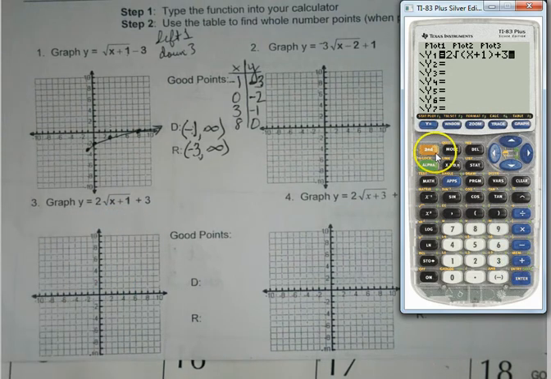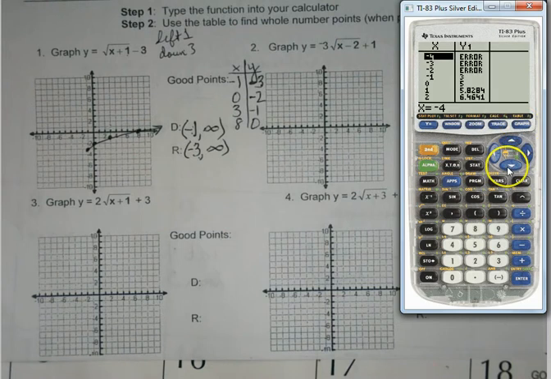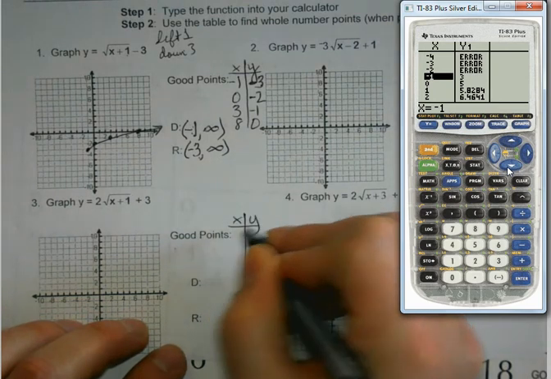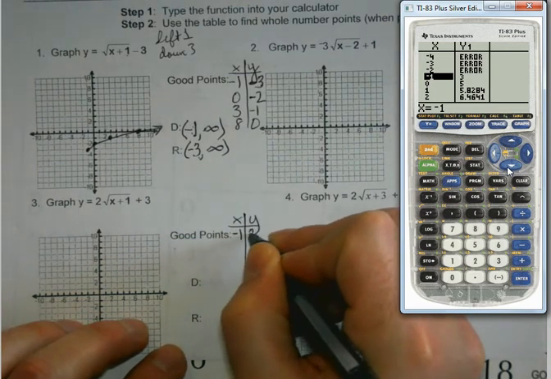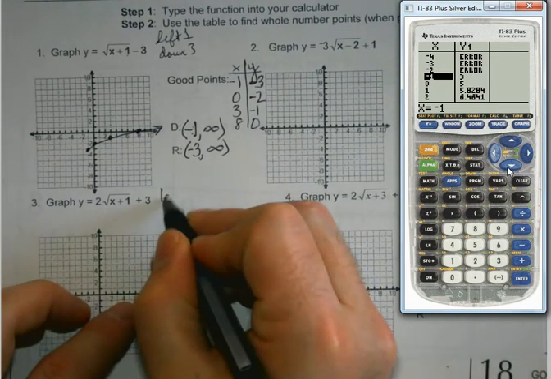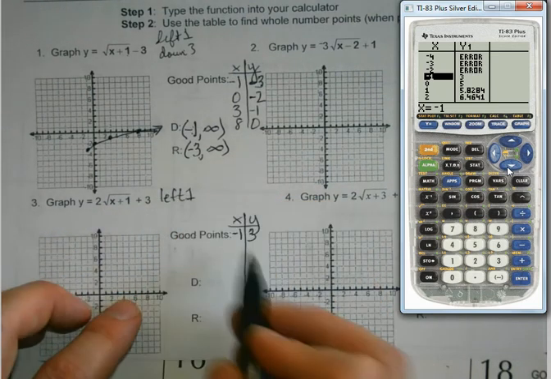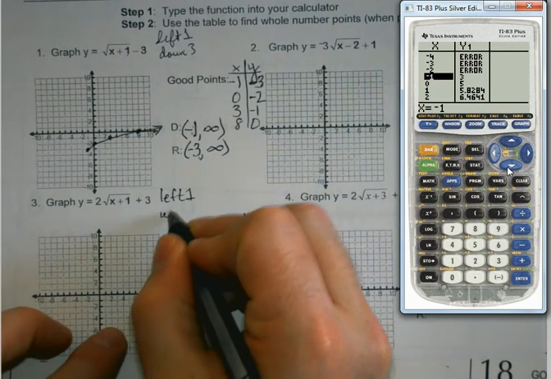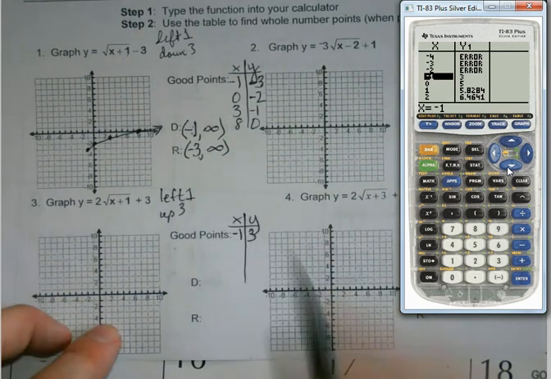And then I'm going to go ahead and use the table to help me. And I see the error messages starting already. So my good points are at -1, 3, which again makes sense because what happened with my shifts? I went left 1, which would be -1 on my x-axis, and I went up 3, which would be +3 on my y.